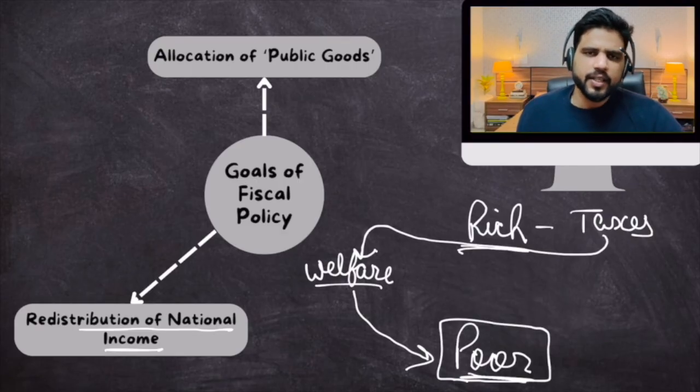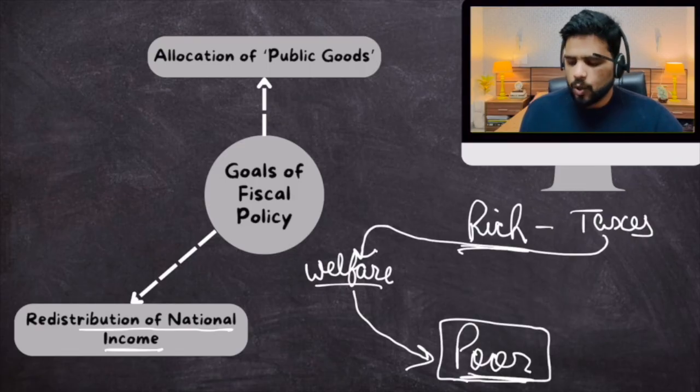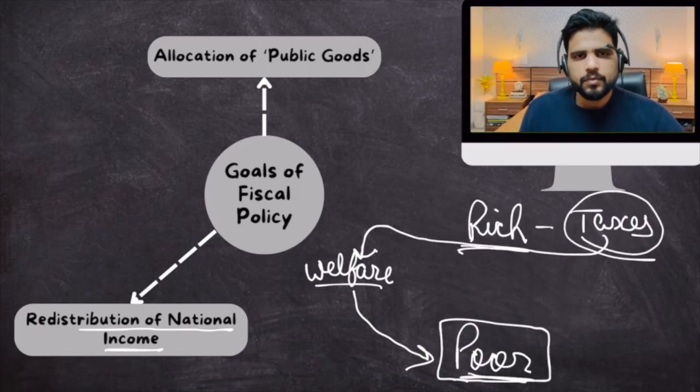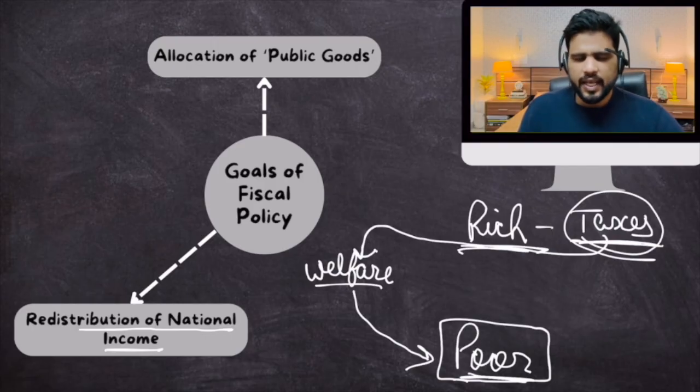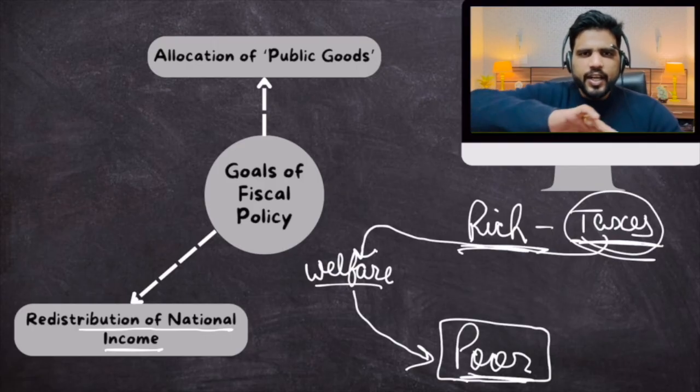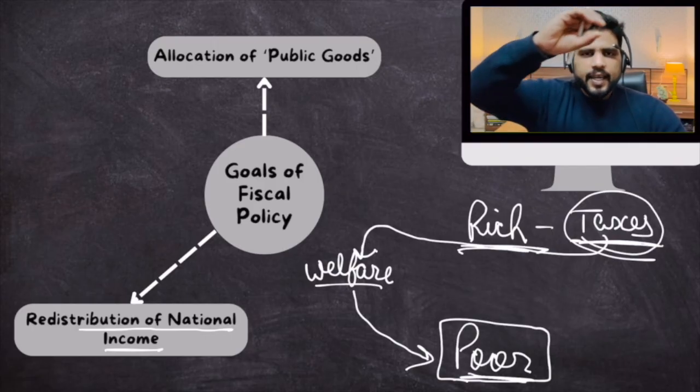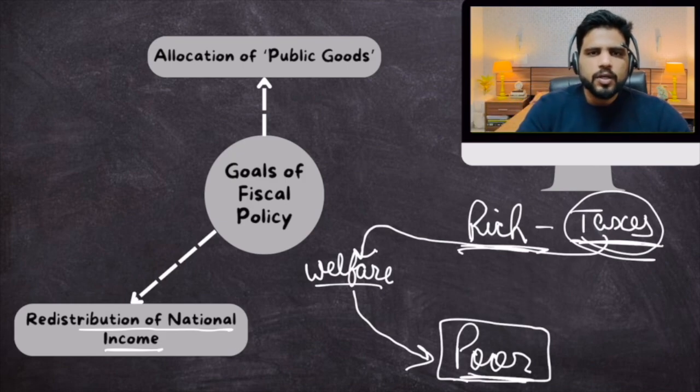Now, every year in the budget, government gives out its taxation policy. Government also says that through our taxes, we'll collect this much amount and then we'll use this much amount to spend on welfare. Now, government taxes the rich, gives the money to the poor. In a way, don't you think government is redistributing income, taking from the rich and giving it to the poor?